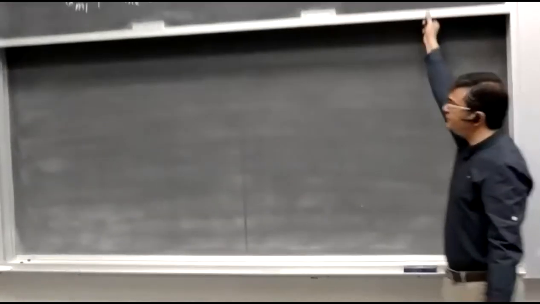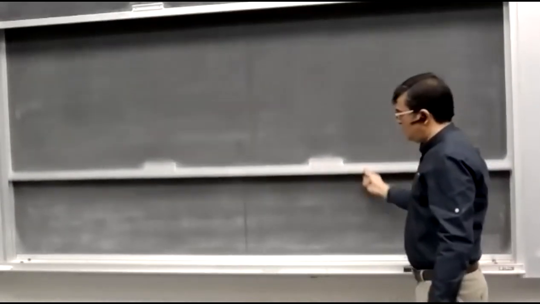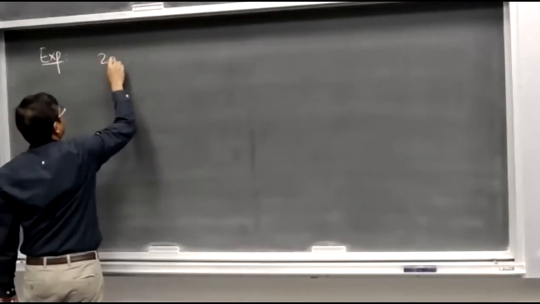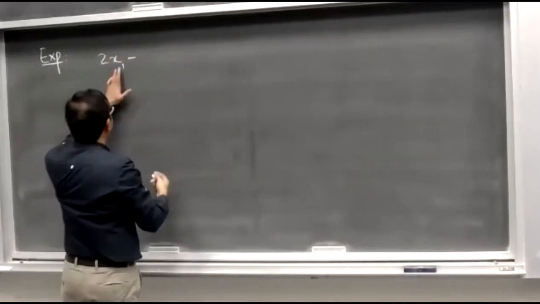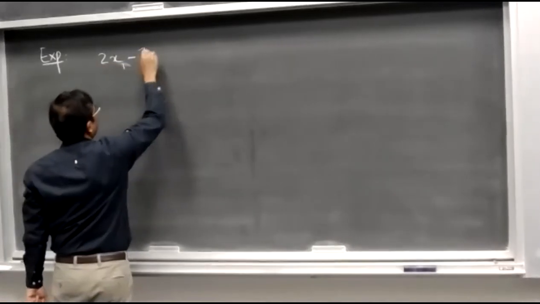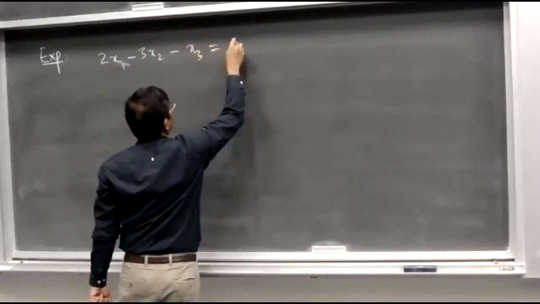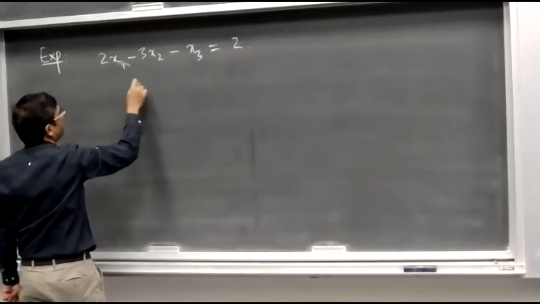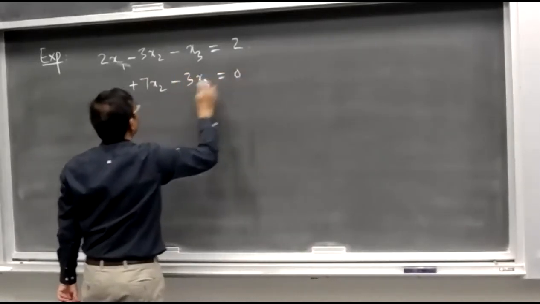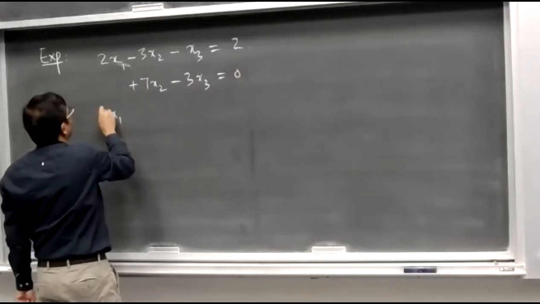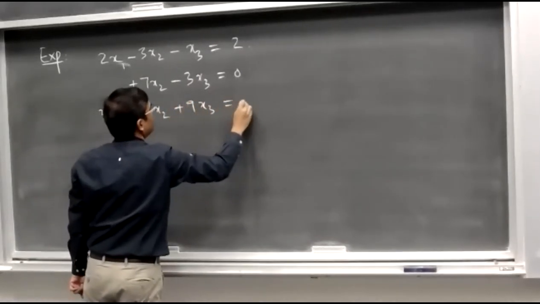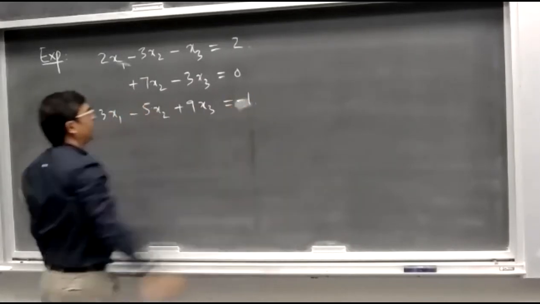For example, let me write one system example. If we have x1, x2, x3, or you can say x, y, z, if you are working with three unknowns, you can write 2x1 plus 3x2 minus x3 is equal to 2, and you can have 7x2 minus 3x3 is equal to 0, and x1 minus 5x2 plus 9x3 is equal to, sorry, not 0, maybe some non-zero number.